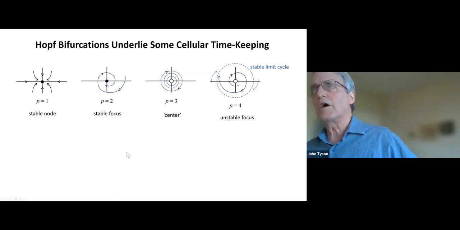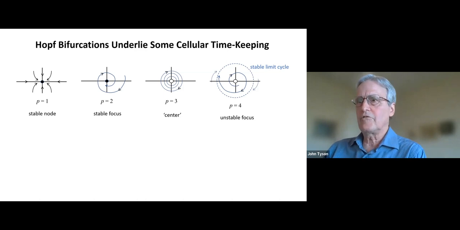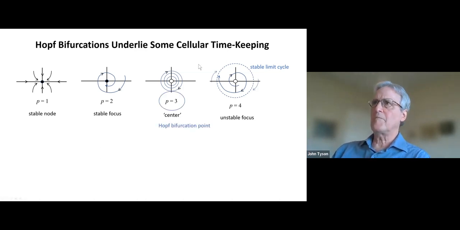I just wanted to show you a picture of what a Hopf bifurcation looks like as you change parameter values. So what happens when you go from a small value of a parameter? First, you have a stable node, and then the stable node becomes a stable focus where you get damped oscillations coming into the stable focus. Then the steady state loses stability at p equal 3, and for values of p larger than 3, the steady state is an unstable focus, and now trajectories wind away from the unstable focus onto the stable limit cycle. So this is the characteristic feature of a Hopf bifurcation, and the Hopf bifurcation point is the place where the stable focus loses stability and becomes an unstable focus, and the stable limit cycles appear around the unstable focus.